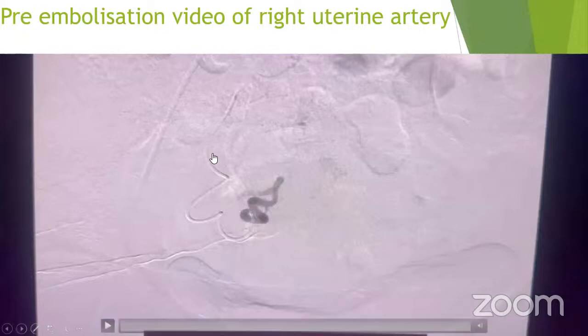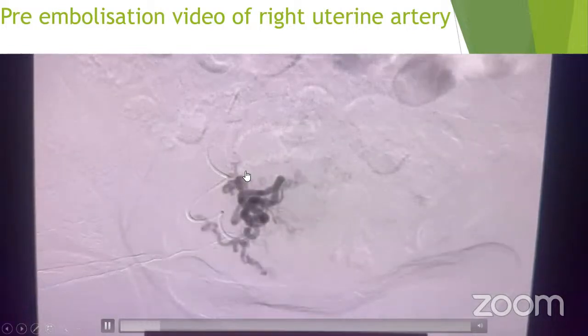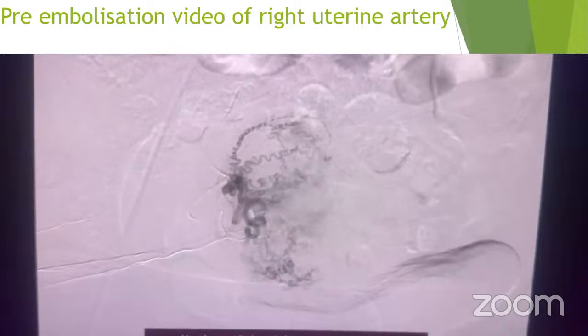This is a pre-embolization uterine artery video showing arteriovenous malformation.